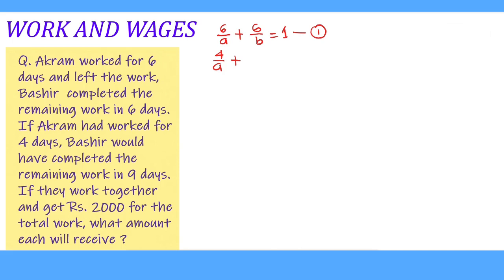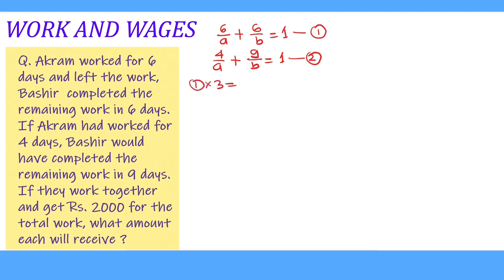So his 9 days work will be 9 upon B. This is also equal to 1, and we give this equation as equation number 2. Now if we have to eliminate either A or B, we eliminate B, and for that we multiply equation number 1 by 3 and equation number 2 by 2.